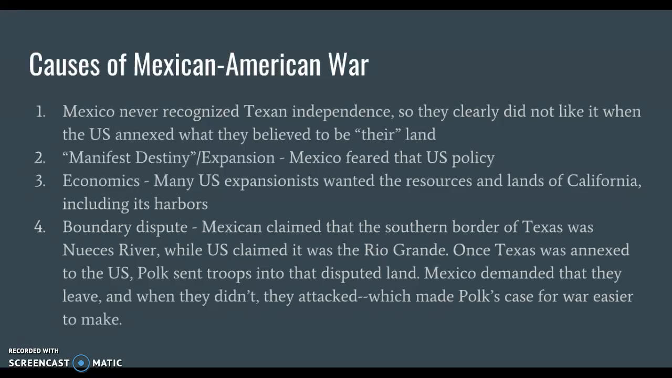Which is going to make President Polk's case for war much easier to make, because he's going to be able to say, in his address and declaration of war, that Mexico invaded America and killed our soldiers. When in reality, what we know through history is it wasn't so much an invasion as it was Mexico sending their troops into the disputed territory, and they thought that it was their land, whereas America thought, no, this is our land. So it was a no, it's mine, no, it's mine, back and forth.